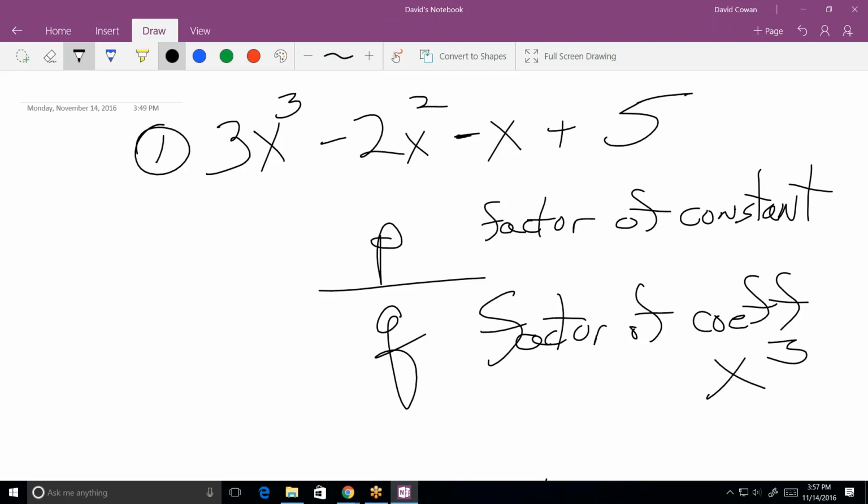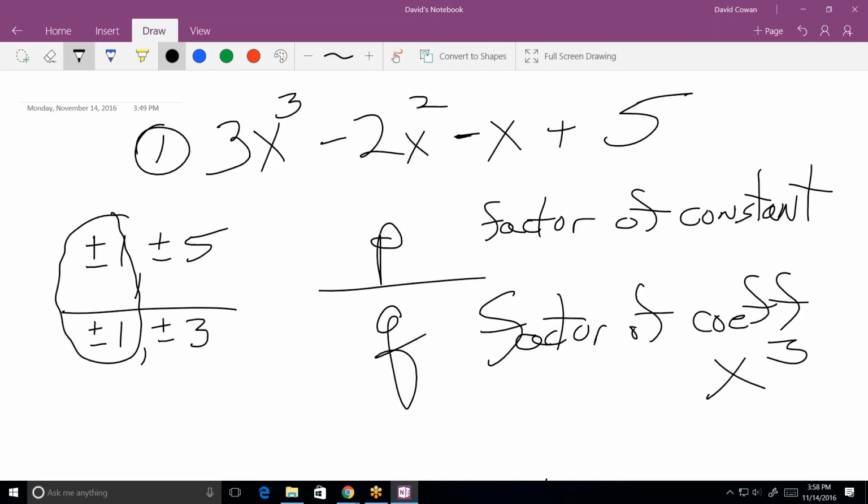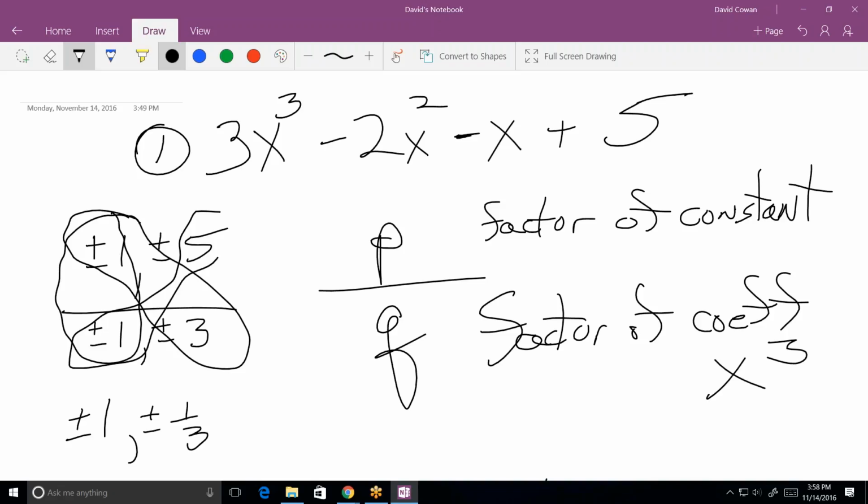In other words, my possible p's are plus or minus 1, plus or minus 5. That's the only factors of 5. They're always plus or minuses. My possible q's are plus or minus 1 and plus or minus 3. Okay? Which means my possible solutions are plus or minus 1, plus or minus 1/3, plus or minus 5, and finally plus or minus 5/3.